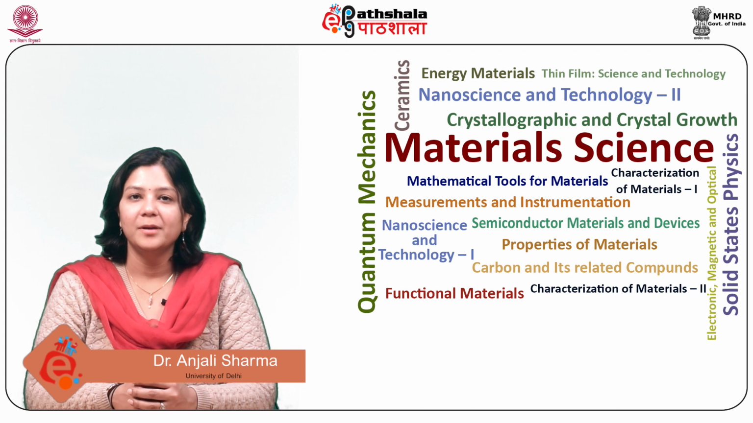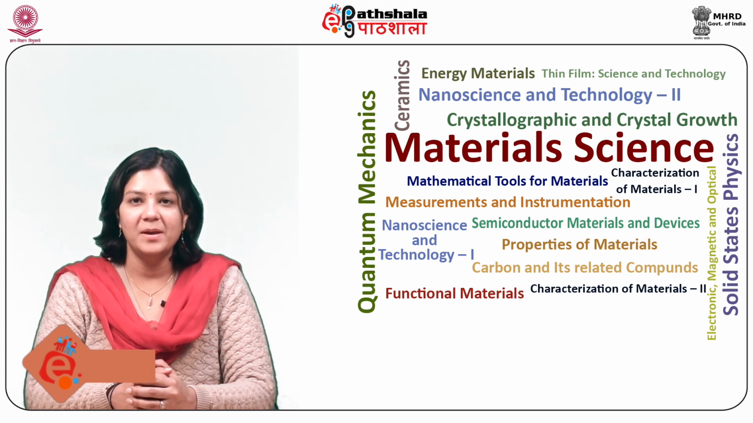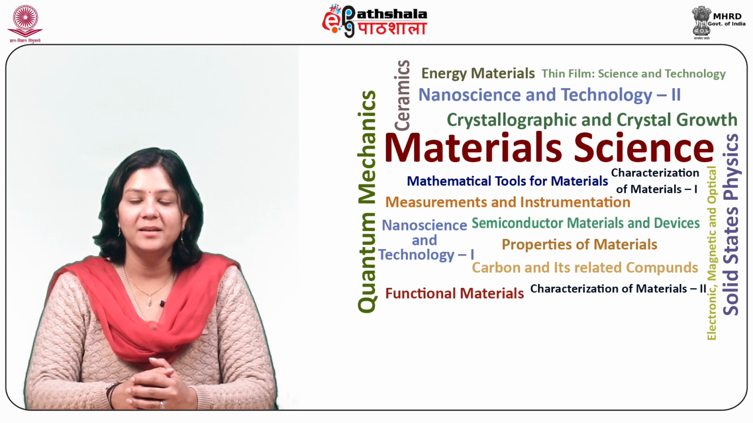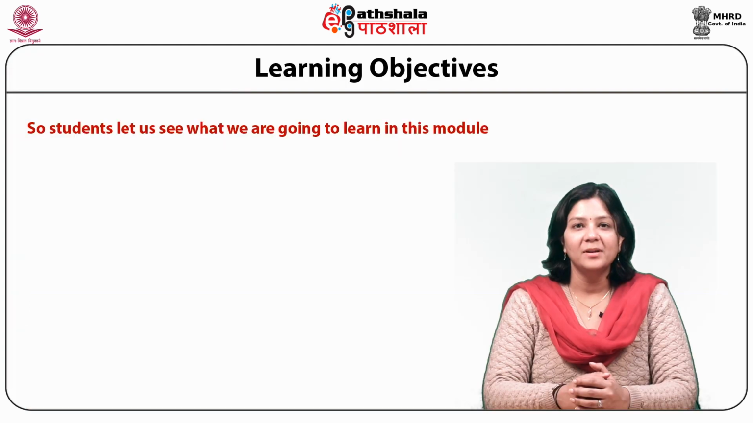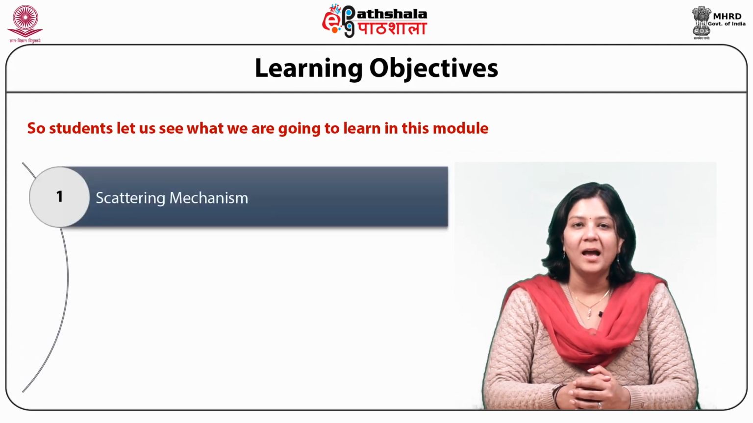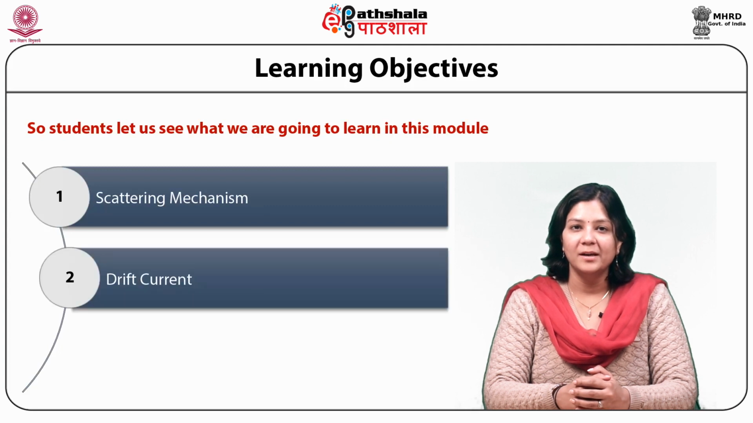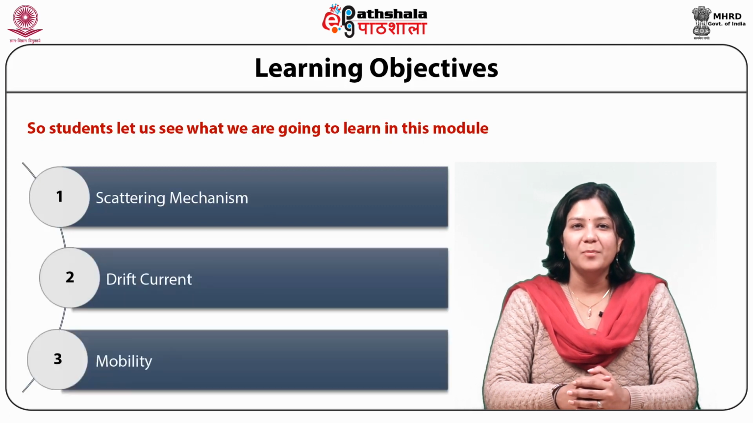Today we are going to talk on the module Scattering Mechanism under the paper Characterization of Materials Part 1. After completing this module, students will be able to understand the scattering mechanism and the role of drift current in it, and also about the mobility in scattering mechanism.